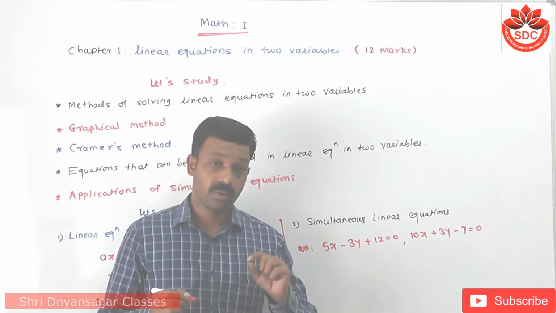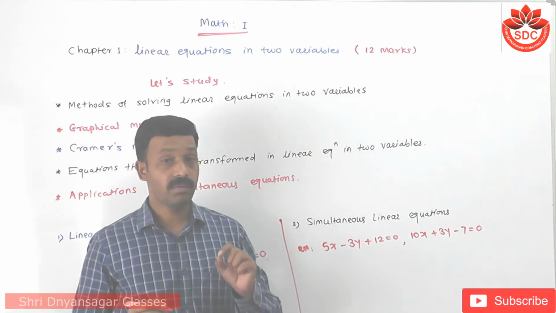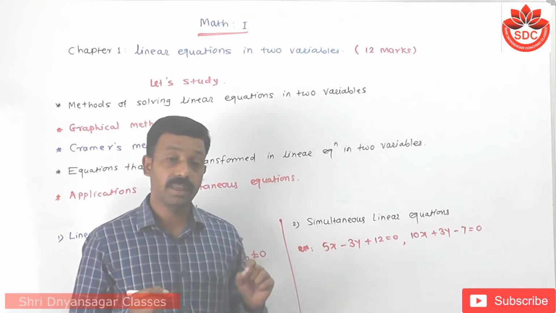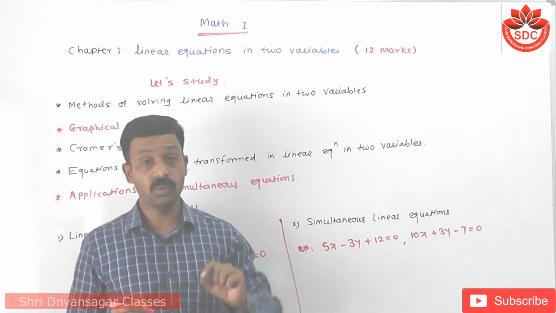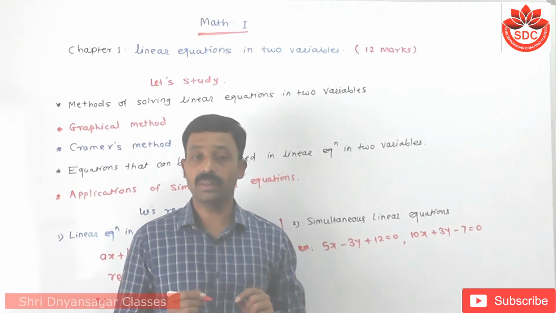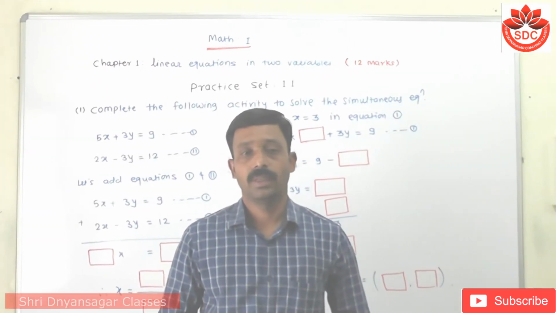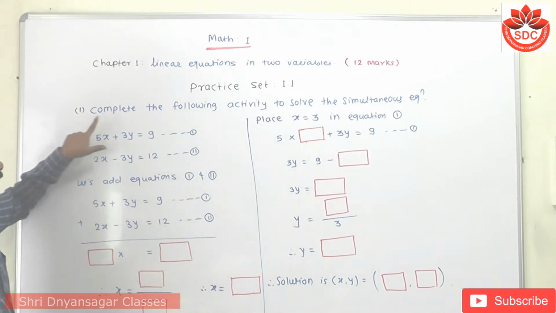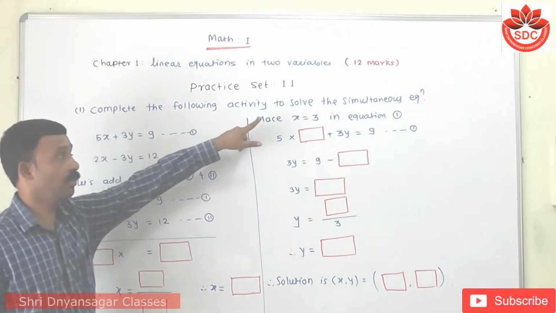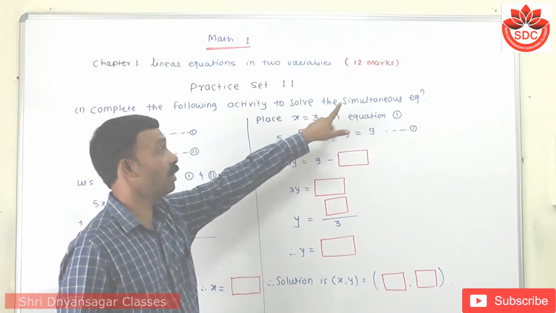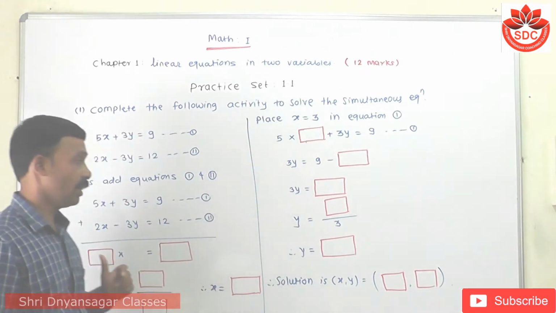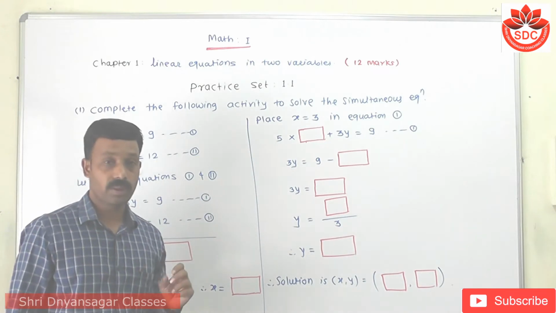Students, today we start the first practice set of the chapter Linear Equations in Two Variables. Okay, we take practice set 1.1. The first question is: complete the following activity to solve the simultaneous equations. This is an activity-based question that can be asked in your examination for 2 or 3 marks.